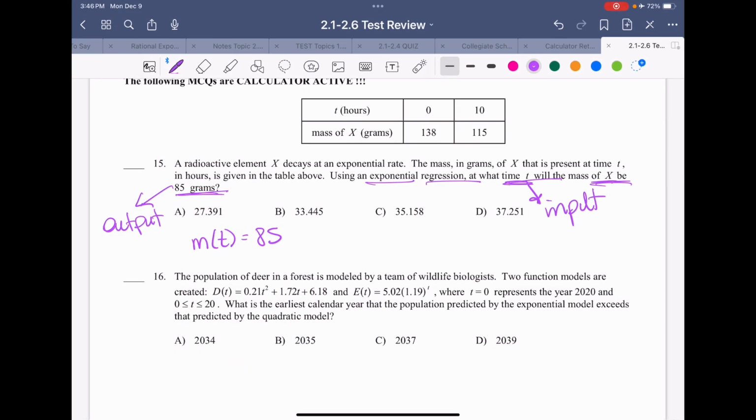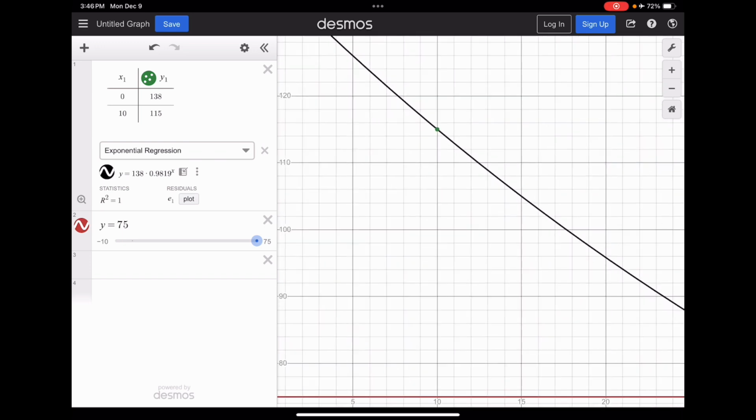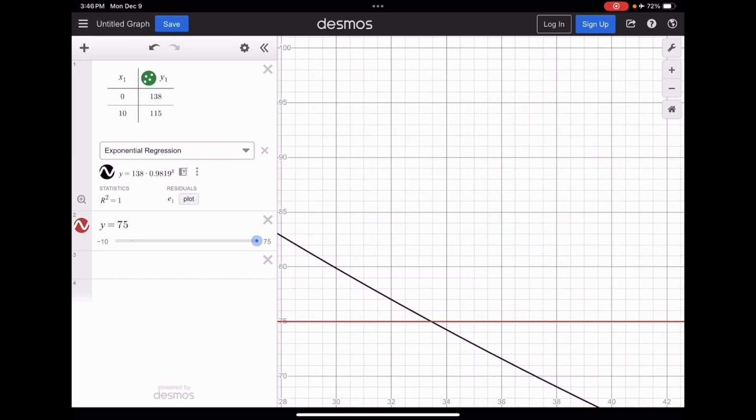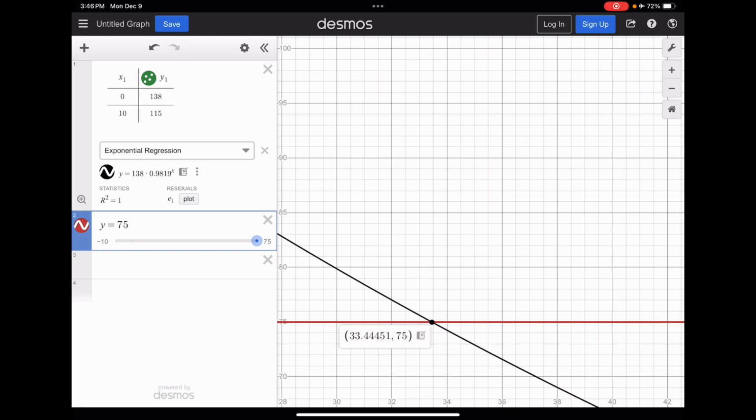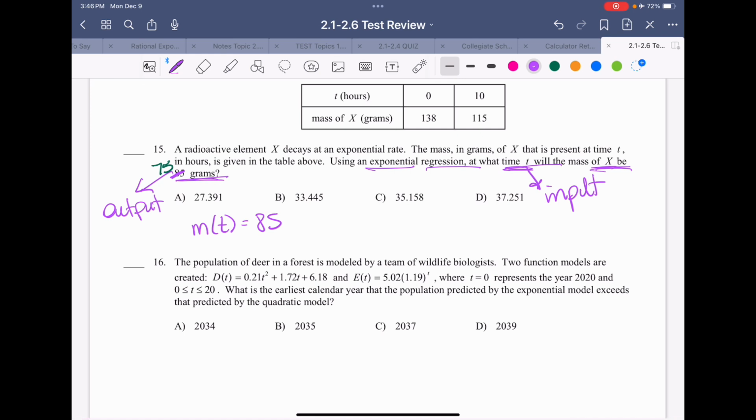Whoops. We're supposed to change it to 75 so we can get an actual answer here. So y equals 75. Enter. And then I got to look for that, right? Oh, there it is right there. And looks like my answer is 33.44451. And that would be B. Okay. All right. So again, make sure that you are paying attention to, are they asking you for the input or the output? What is happening there?